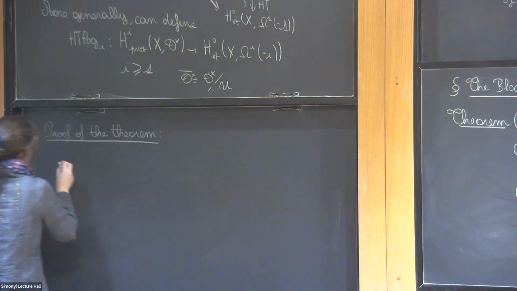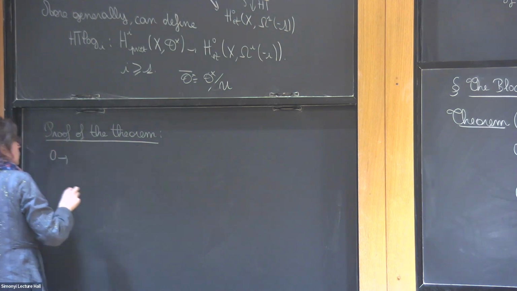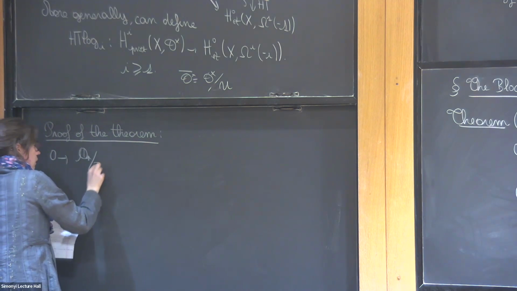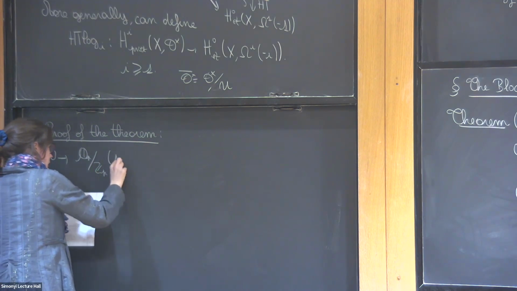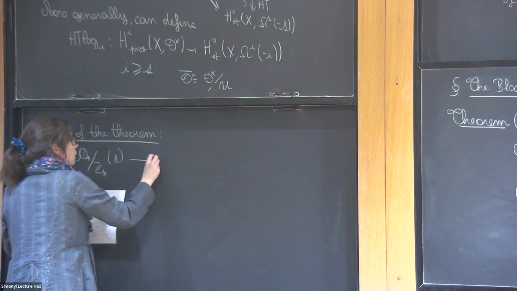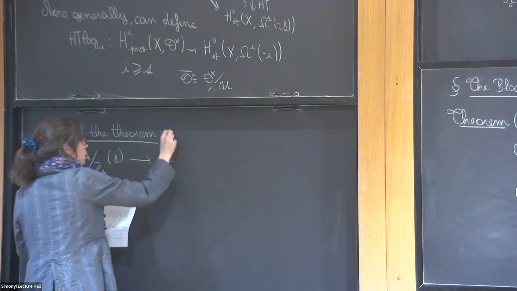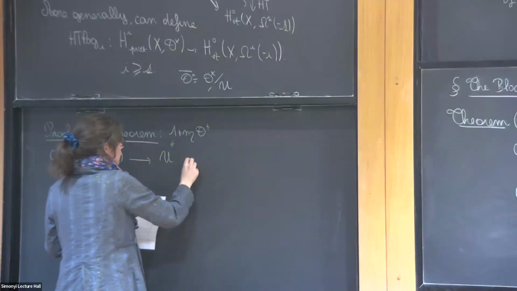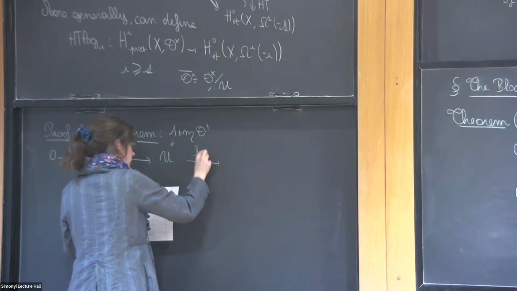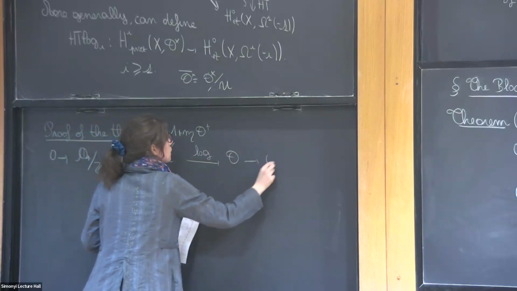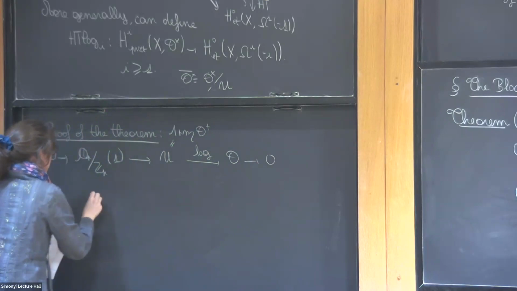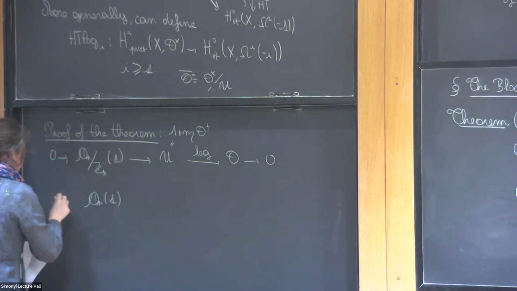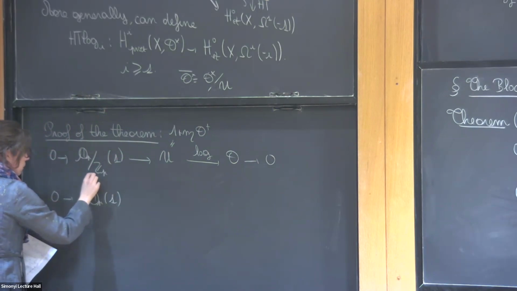So we start with the map of exact sequences. So we have this view. This was the principal unit, and then the log. And this we compare with the fundamental exact sequence.